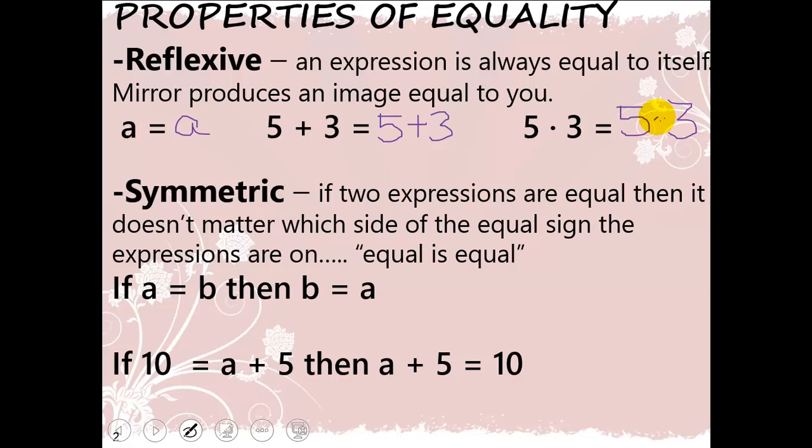The symmetric property says if two expressions are equal, then it doesn't matter which side of the equal sign you place them on. Equals is equals. If x equals 10, then 10 equals x. In this case, we have if A equals B, then B has to equal A. If 10 equals A plus 5, then by switching the side of the equal sign that they're on, A plus 5 has to equal 10. That's the symmetric property. It's balanced. It doesn't matter which side of the equal sign they're on, equal is equal.